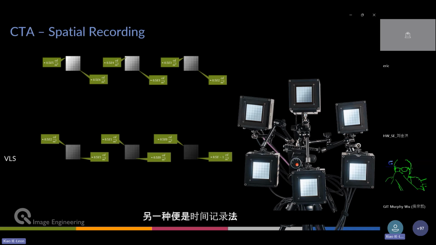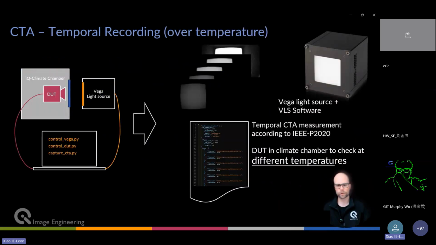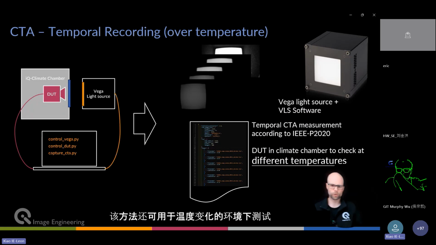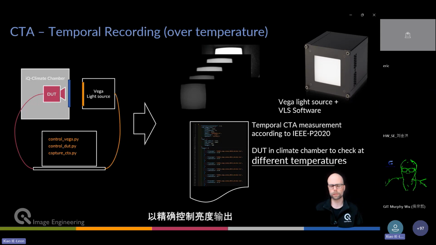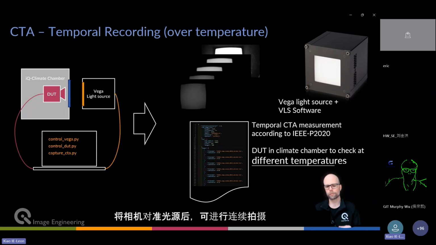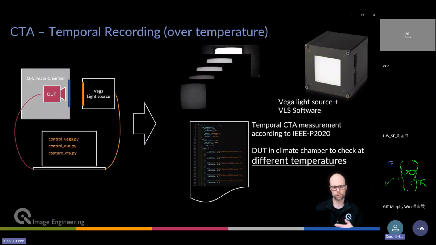The contrast for that is the temporal recording, which, for example, you can also do over temperature. For the temporal recording, you take a light source that you can control quite well, that gives you the luminance. So we use a Vega light source. With that, you can control the intensity, the luminance, very well over a huge range. And then you put your camera in front of that, and you take one image after another. So change intensity, take a picture, change intensity, take a picture. So this is then the recording in the time domain, the temporal recording.